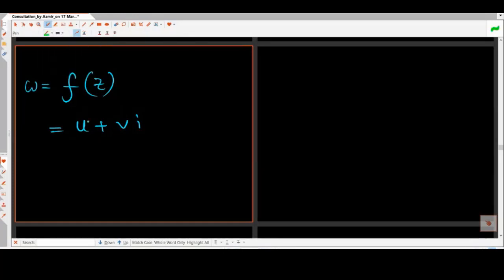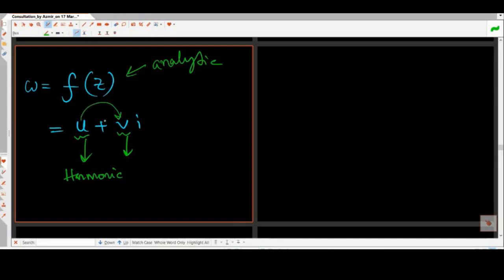Now this u and v have a property. If a function f of z is analytic, then it is true that u and v will be harmonic functions. So if u is harmonic, then v is called the conjugate harmonic. If u is harmonic, then v is also harmonic.